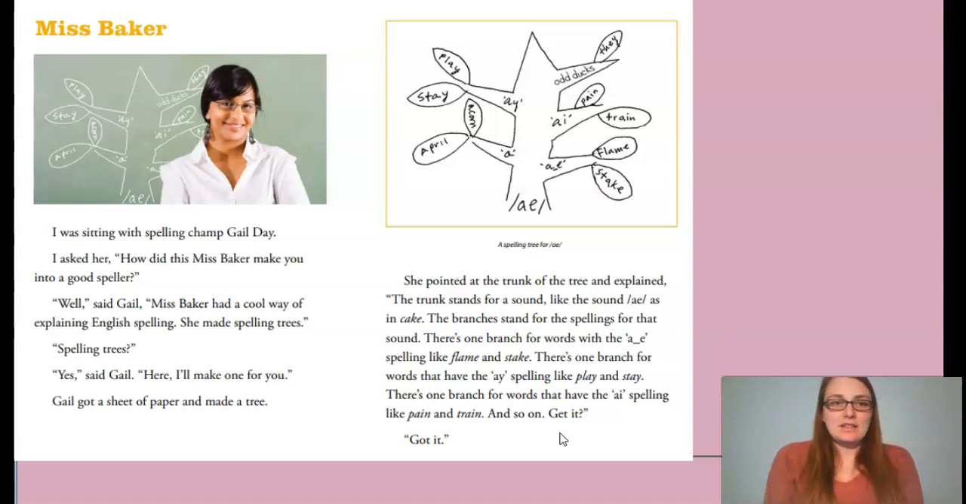"Spelling trees?" "Yes," said Gail. "Here, I'll make one for you." Gail got a sheet of paper and made a tree. At the top of the next page, you'll see a spelling tree for the A sound, kind of like we've practiced. She pointed at the trunk of the tree and explained, "The trunk stands for a sound, like the sound A as in cake. The branches stand for the spellings for that sound. There's one branch for the words with A-E spelling, like flame and steak. There's one branch for the words that have the A-Y spelling, like play and stay. There's one branch for the words that have the AI spelling, like pain and train, and so on. Get it? Got it."